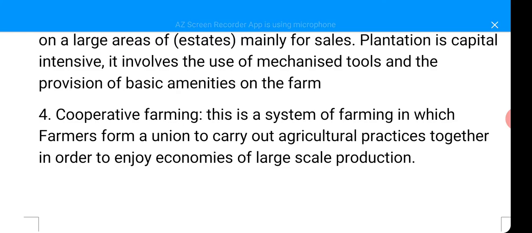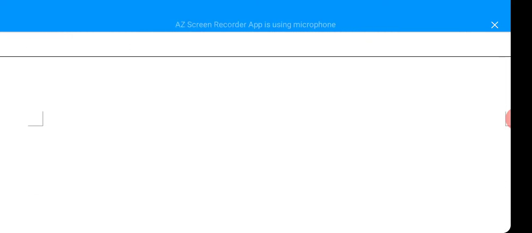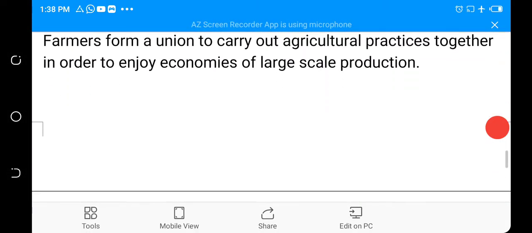So cooperative farming is a system of farming in which farmers form a union to carry out agricultural practices together in order to enjoy economies of large-scale production. So they are able to use mechanized tools on their farms, which an individual farmer may not be able to afford. They are able to market their farm products together, which an individual farmer may not be able to achieve. So this is where we are going to stop today.